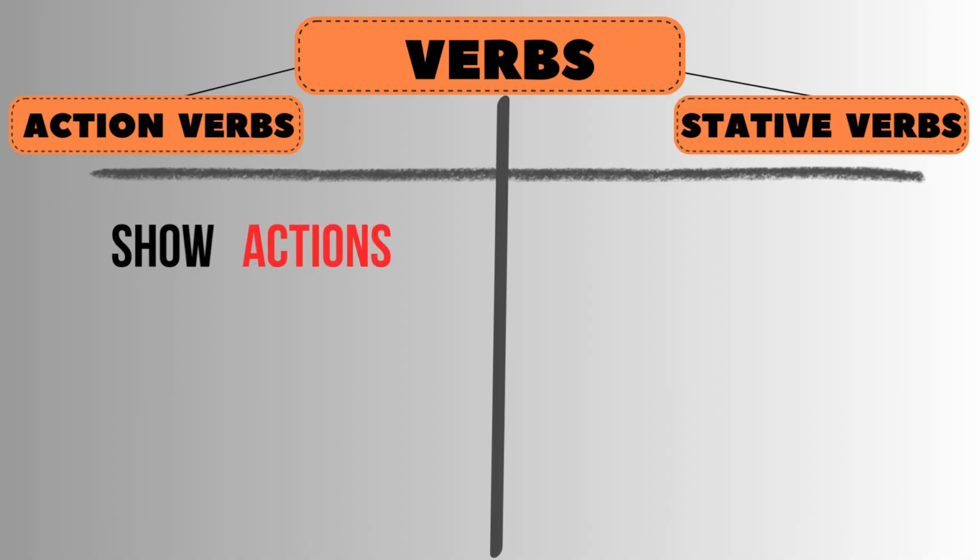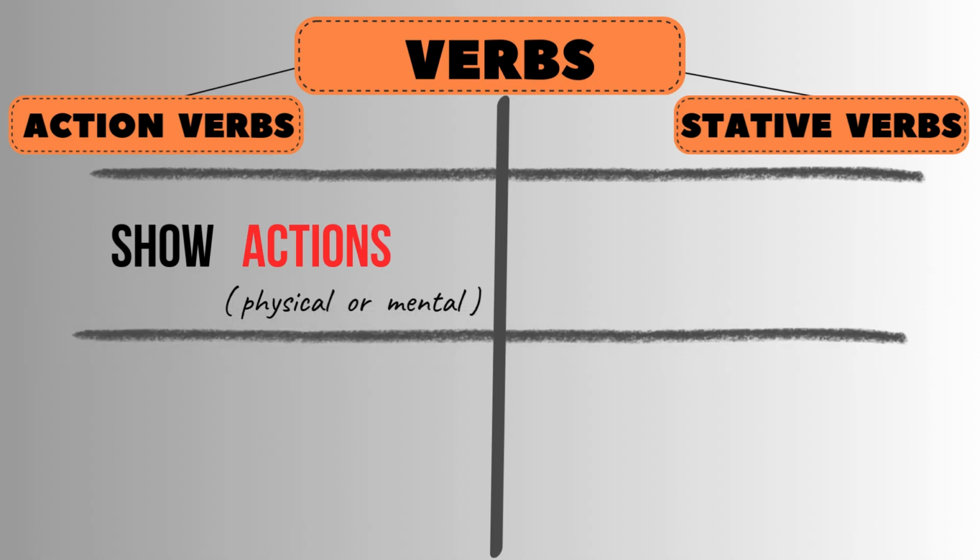Action verbs show actions. Action verbs may express physical actions or mental actions. The action may or may not be one that you see, but either way, an action verb tells you that something is happening, has happened, or will happen.